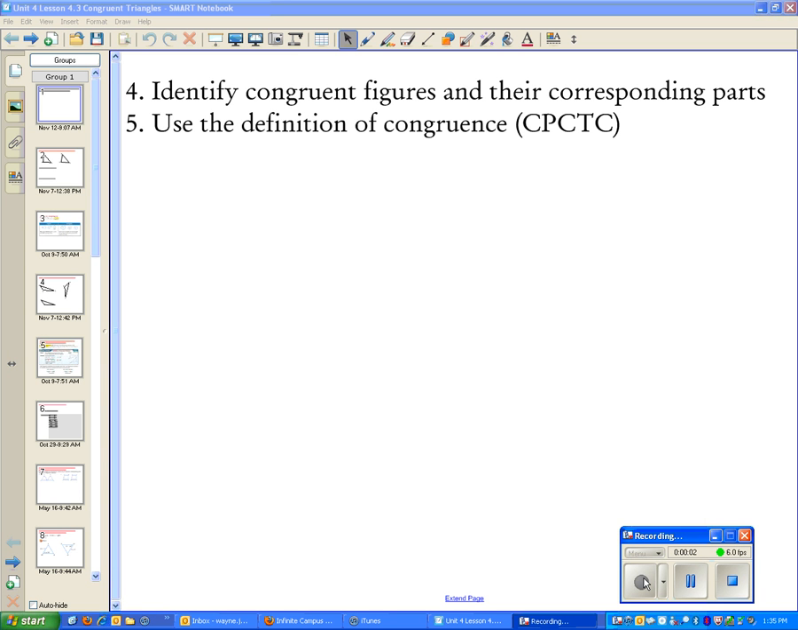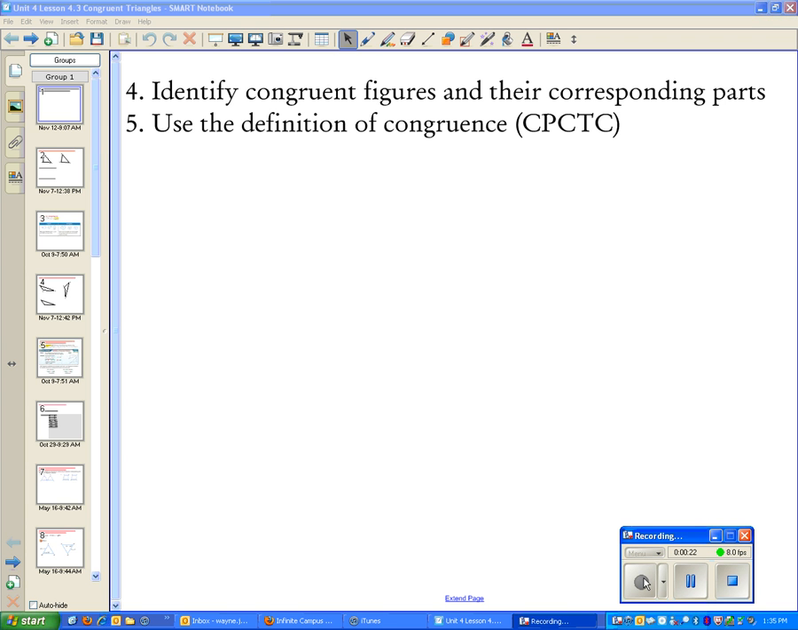All right, we're going to start on page 253, but it's going to take me a minute to get to it, okay? Because I want to get you to have an intuitive idea of what corresponding triangles are, and then we'll get to the formal definition of corresponding triangles, all right?